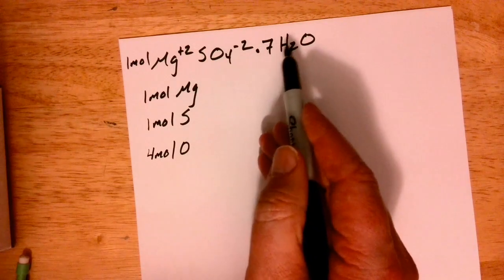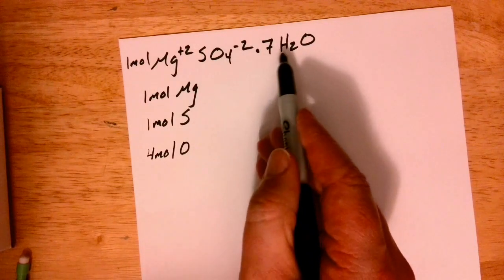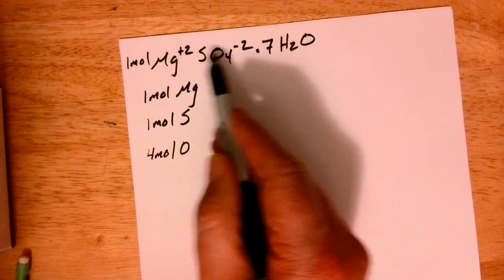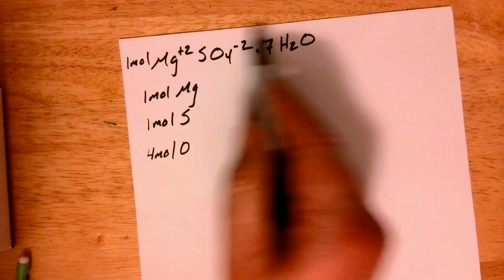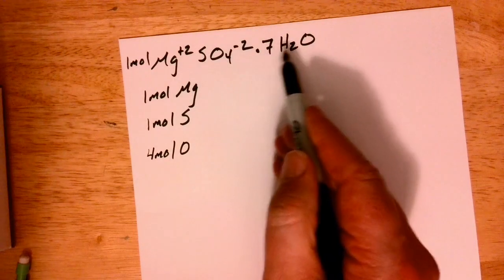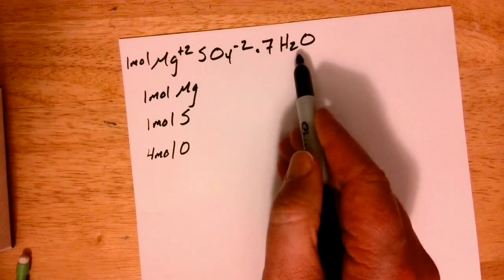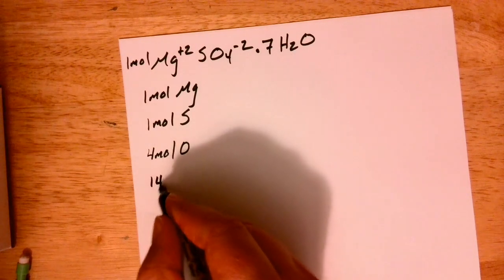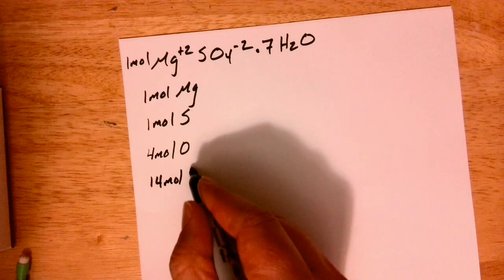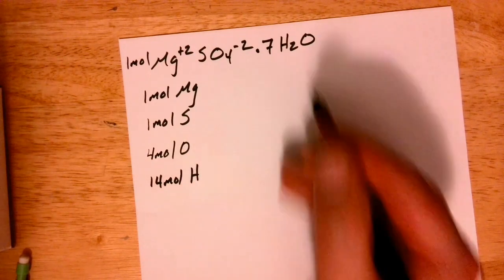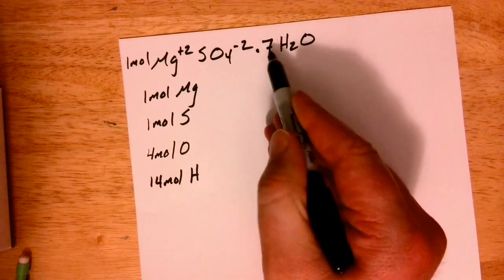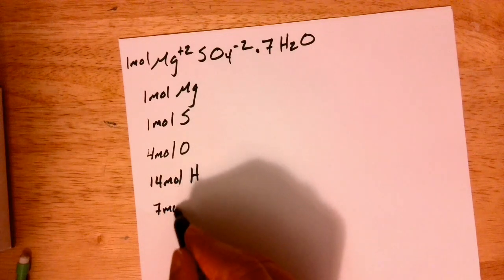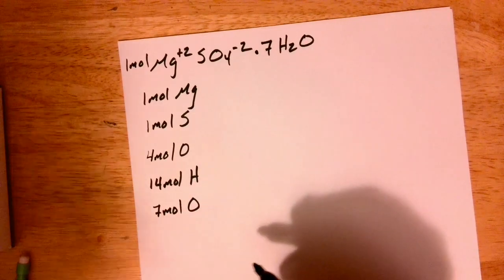Now, when we get to the hydrate part, again, this is all one molecule. It's kind of a molecule within a molecule, in that you have 7 water molecules attached to this magnesium sulfate. So if I have 1 full group of this, I'm going to have a total of 14 hydrogens, 7 times 2. And for oxygen here, I have 7 times 1. I'm going to have 7 moles of oxygen.